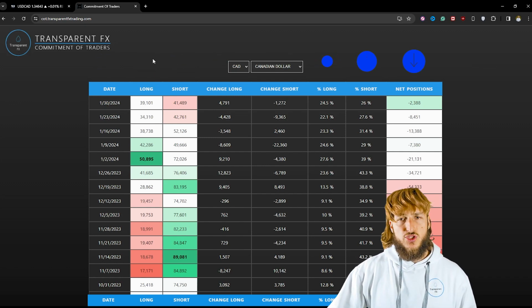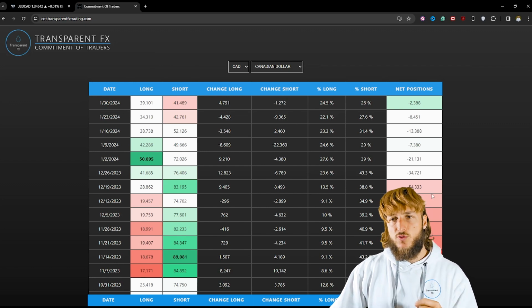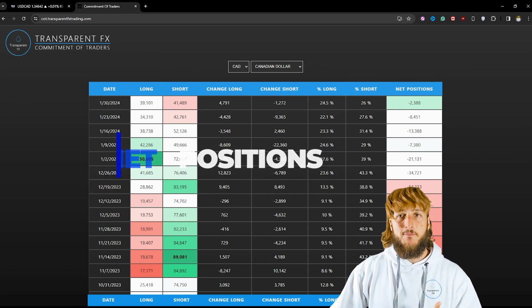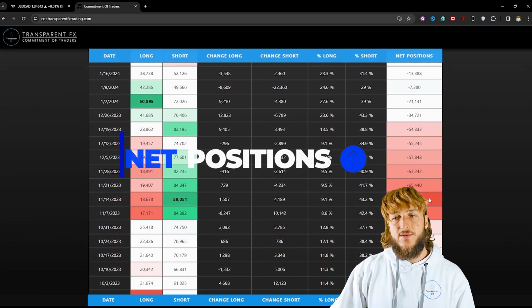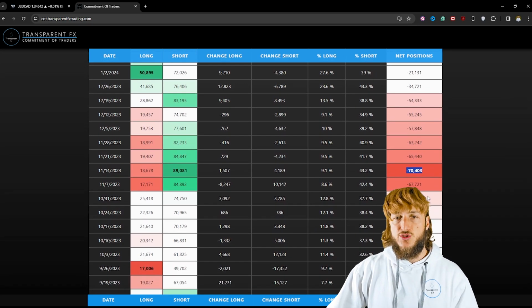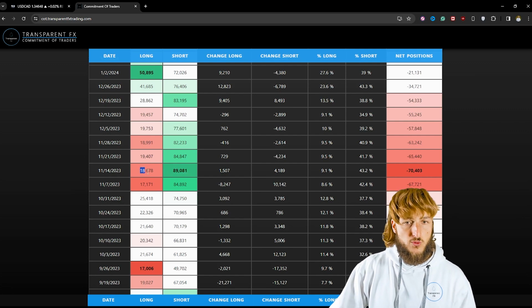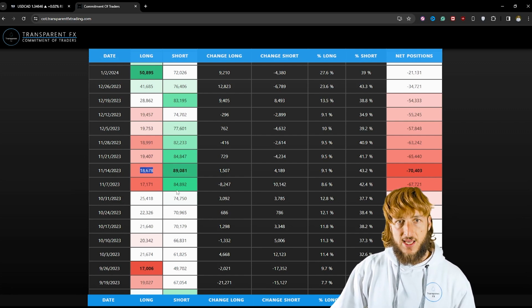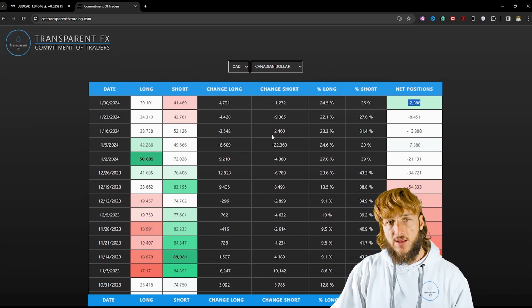Now, if we check the data precisely for the CAD, what we can notice is that with the last reports, net positions have been massively increased. We went, in fact, from having minus 70.4k net positions, so a situation in which we had on the institutional side of the market 89,000 shorts compared to only 18.6k longs, all the way up to now having only minus 2.3k net positions.